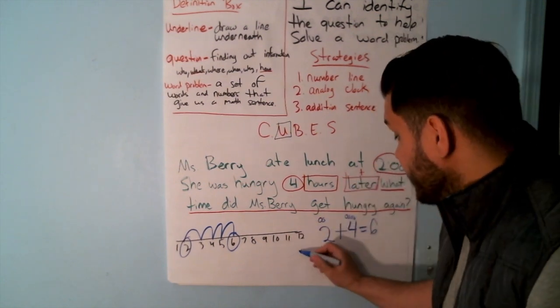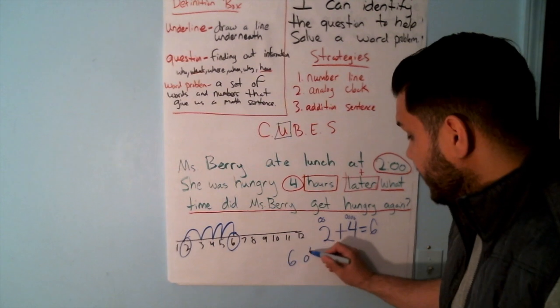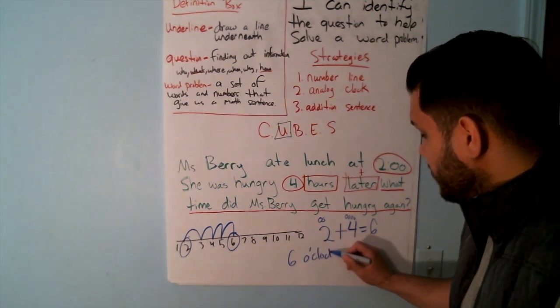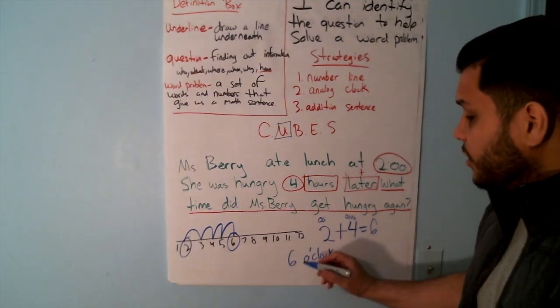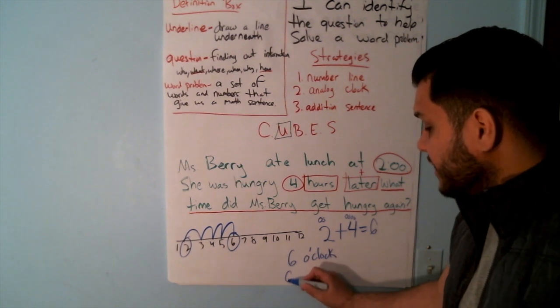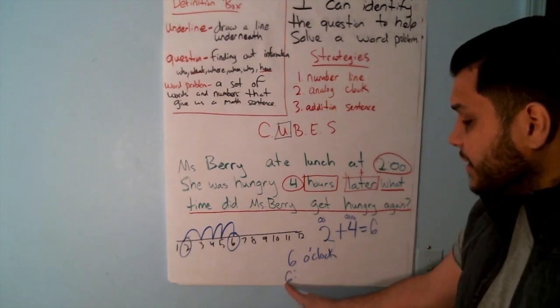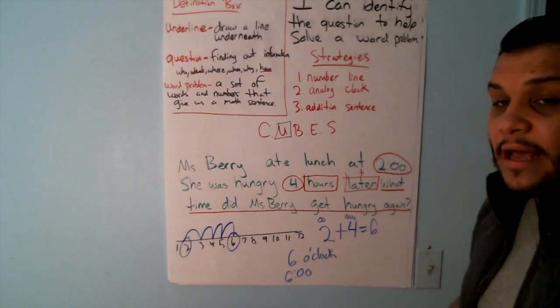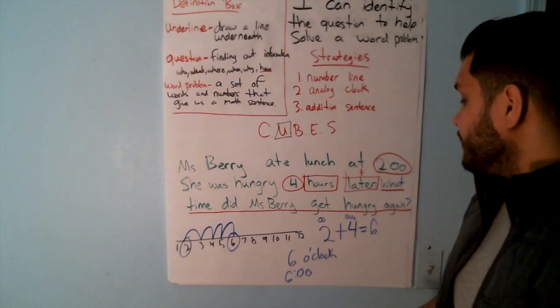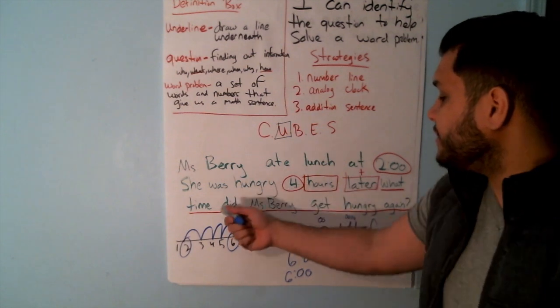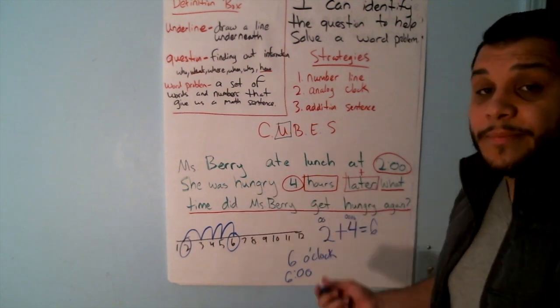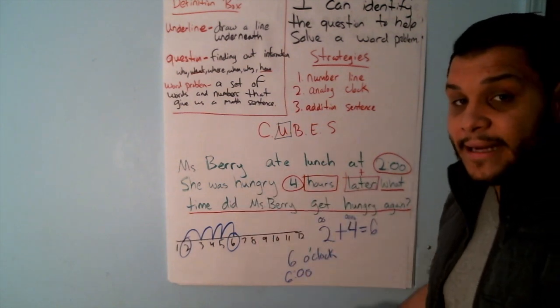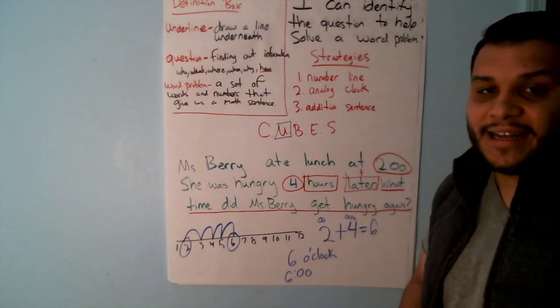There are 2 ways for me to write my time. I can either write 6 o'clock with the actual word, or I can write it with 6, two dots to separate the hours from the minutes. Because I know it's a perfect hour, I don't have any minutes. 6 o'clock. So what is the question? What time did Miss Berry get hungry? Miss Berry got hungry at 6 o'clock.